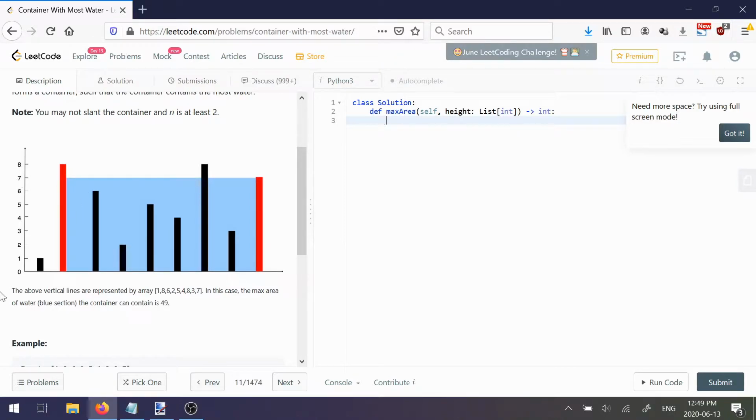So what we have here is 9 lines, and we want to find the 2 lines which make up the container which has the maximum area between them. We can ignore the lines in between these 2 lines and consider the width negligible. So let's look at how we can implement this algorithm.